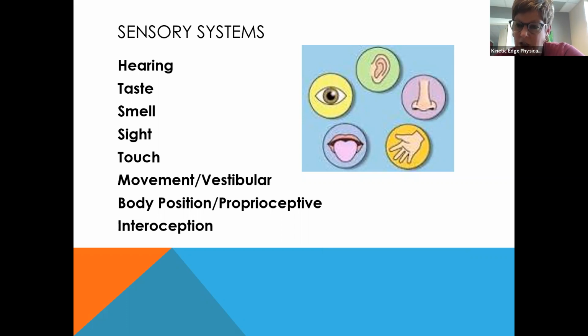Vestibular is our brain's ability to detect movement. It detects whether we are moving in a straight line, whether we're moving up and down, whether we're moving in diagonals, maybe we are upside down. It's an important sense, and many of the other sensory systems build off of the vestibular system.